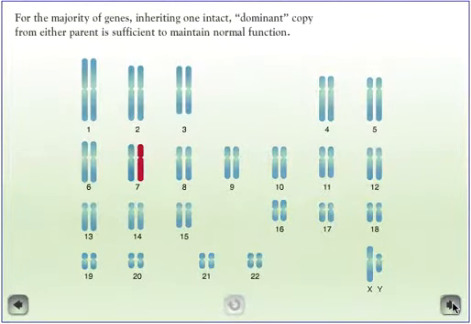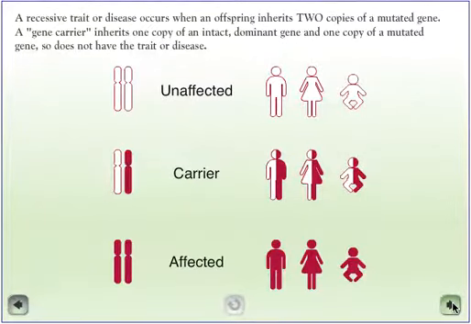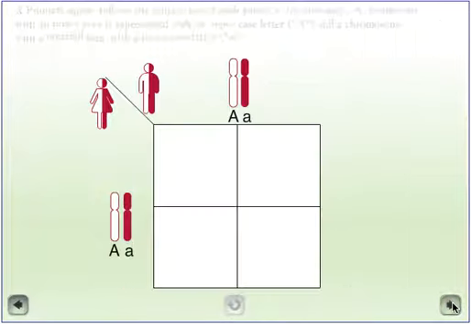For the majority of genes, inheriting one intact dominant copy from either parent is sufficient to maintain normal function. A recessive trait or disease occurs when an offspring inherits two copies of a mutated gene. A gene carrier inherits one copy of an intact dominant gene and one copy of a mutated gene, so does not have the trait or disease.